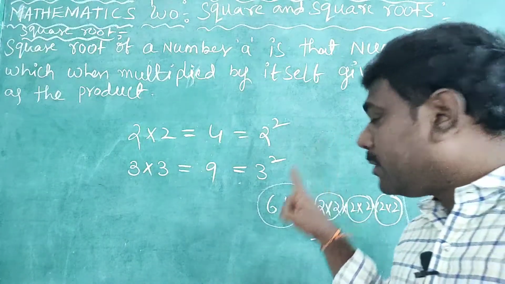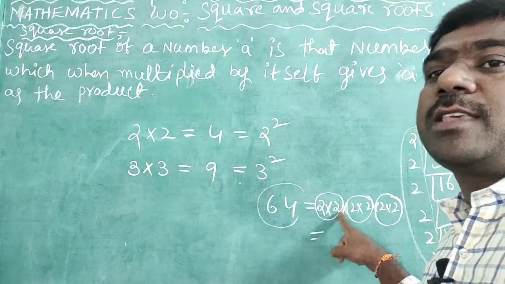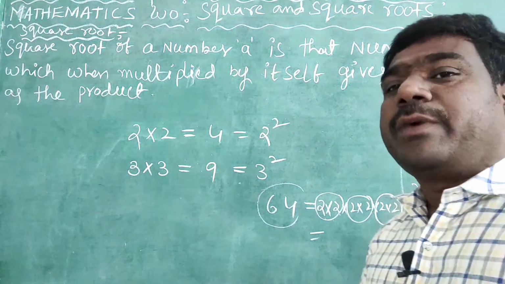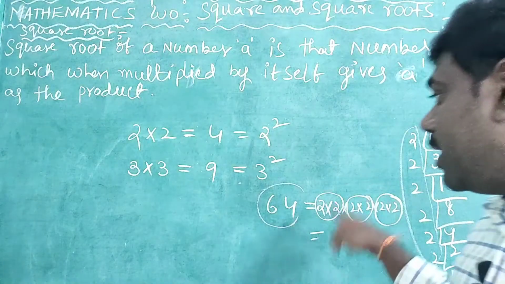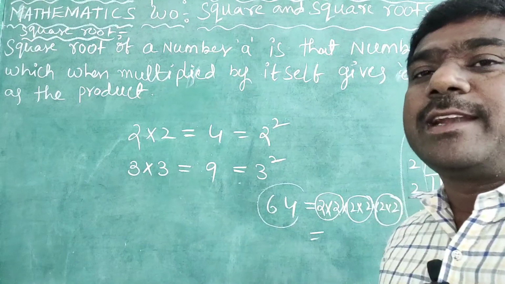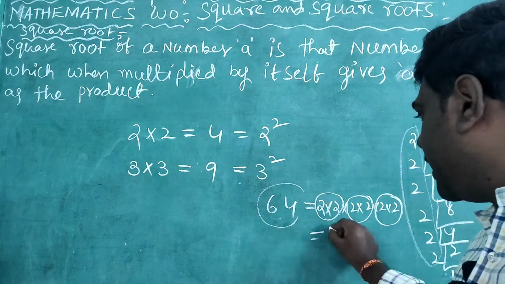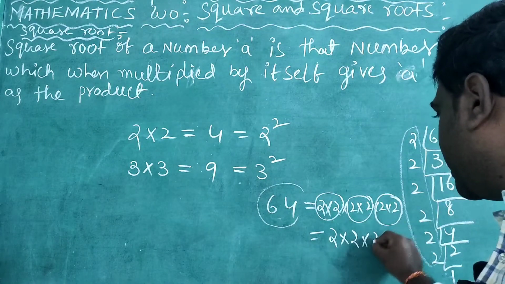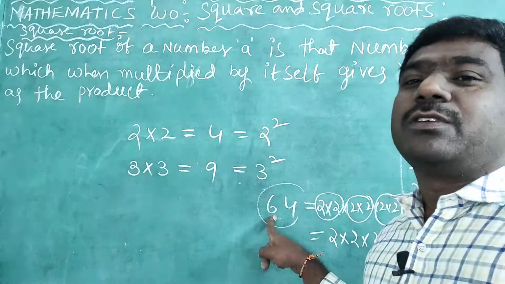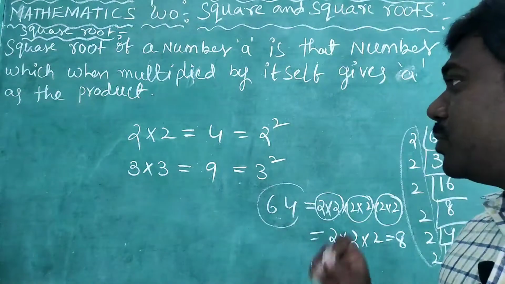So the number's prime factorization consists of exactly pairs. Perfect pairs means we can say that number is a perfect square. So for what number? Very simple: from each pair we pick out one number, and we will get the answer. From this pair take out 2, from this pair take out 2, from this pair take out 2. Now multiply: 8. Yes or no? 8 squared is 64. Understand? This is a very simple concept.